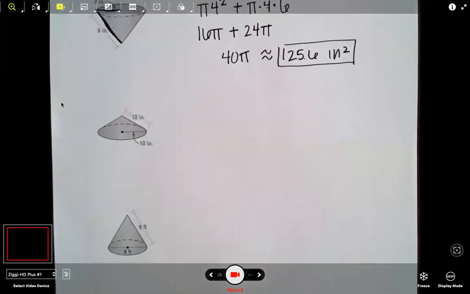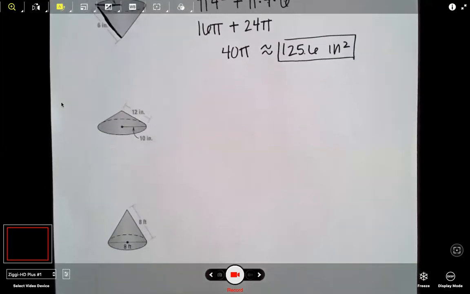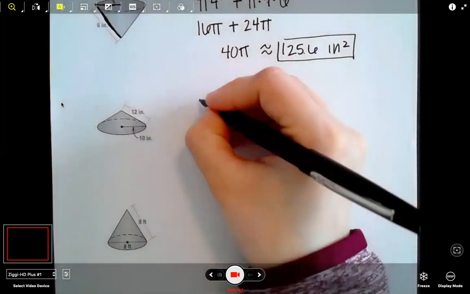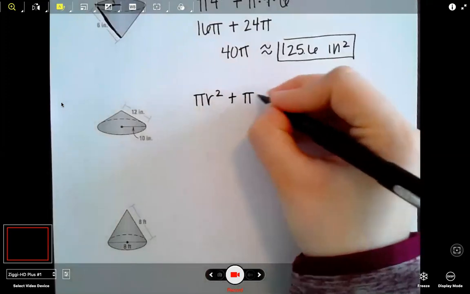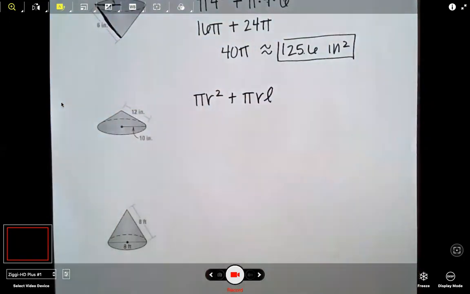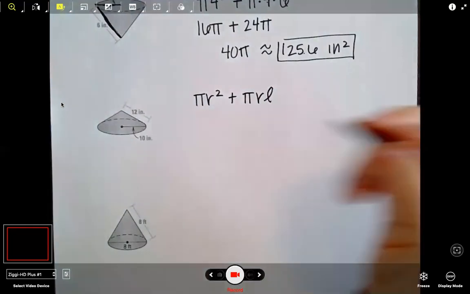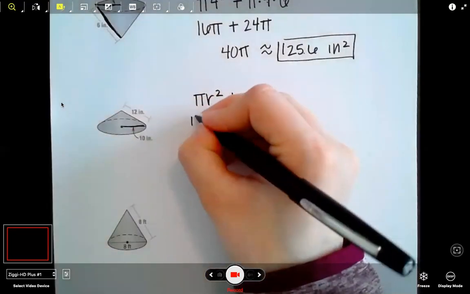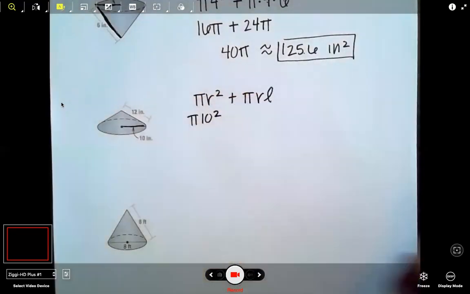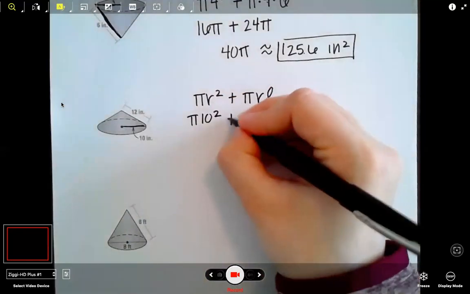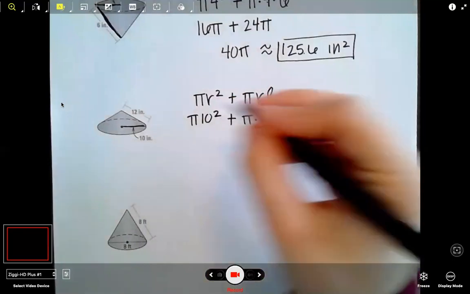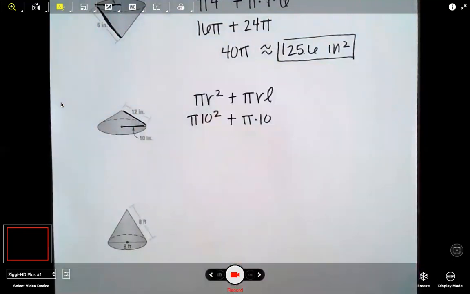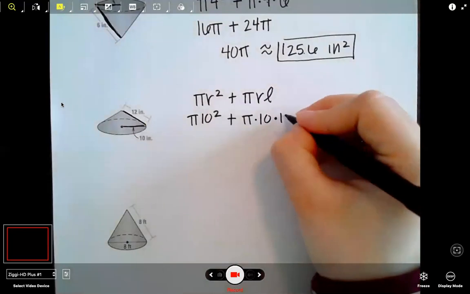Shall we try the next one? Yeah. Okay. So again, I'm going to write down our formula. So do we know what our radius is right now? Is it 10? Sure is. This guy's 10, so pi times 10 squared plus pi times 10, and then Sincere just said our slant height is 12.